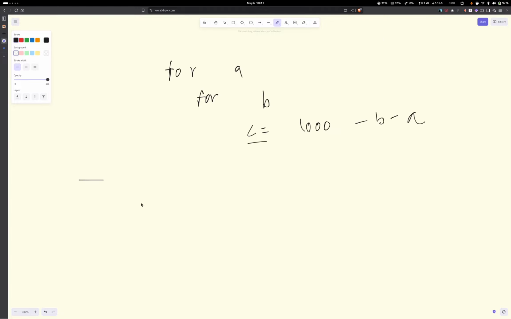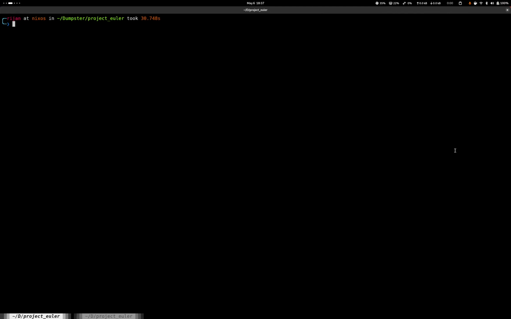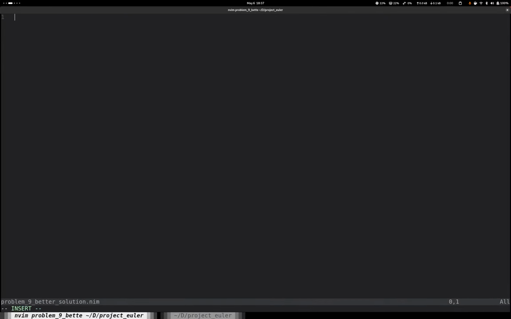I think, how about this, right? So nvim, okay, touch problem 9 better solution dot nim. So nvim problem 9 better solution, enable highlight. Make it a little bigger.